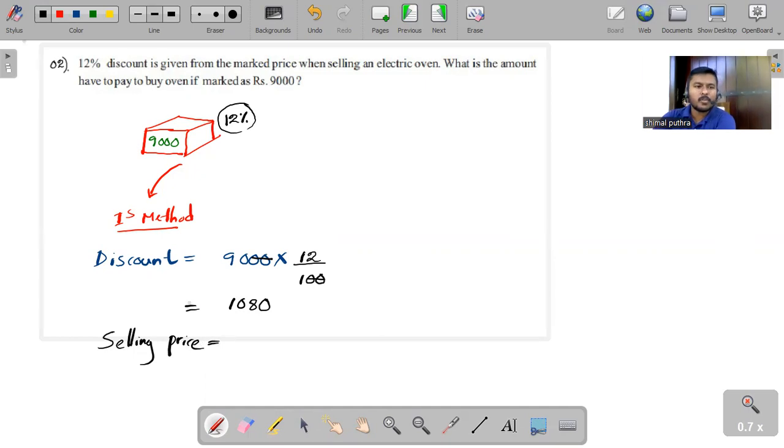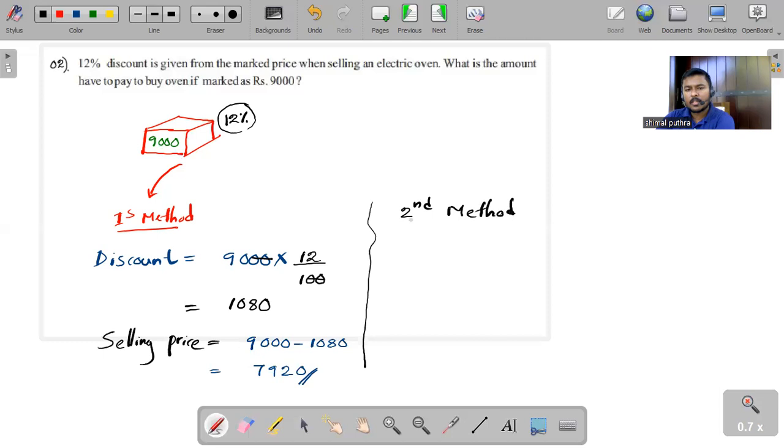The mark price is 9,000, but the selling price is the 9,000 minus the discount. 9,000 minus 1,080: 9,000 minus 1,000 is 8,000, 8,000 minus 80 is 7,920. This is the first method. And let's move to the second method. I don't provide time to write because you can use the video and write the answers.